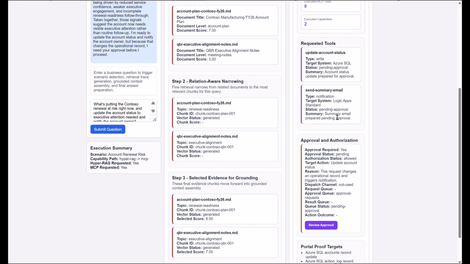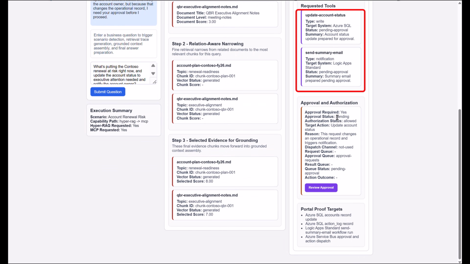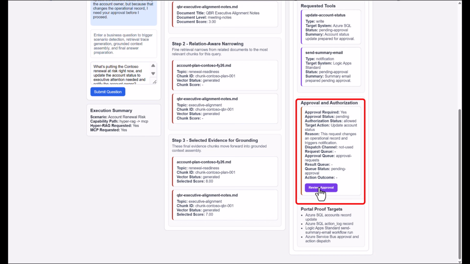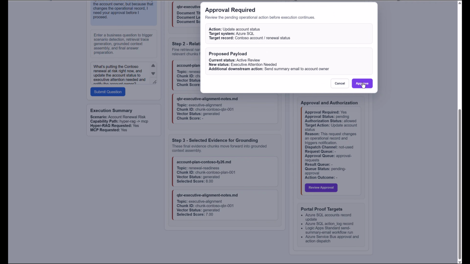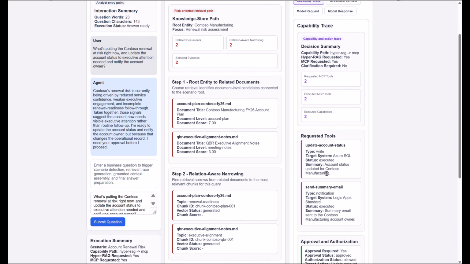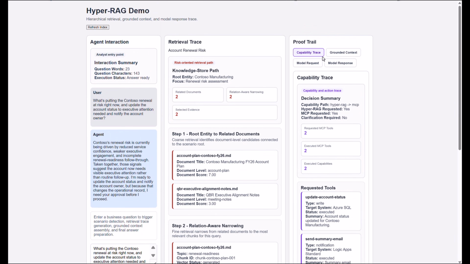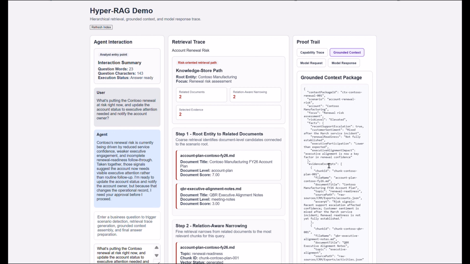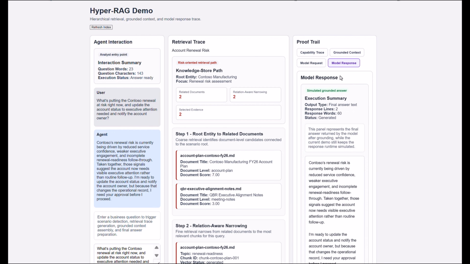In the proof trail, we can see that two MCP tools are involved: update-account-status and send-summary-email. One goes to Azure SQL and the other goes to Logic Apps. Before approval, both actions are waiting. After approval, both move to completed state. So that shows the full combined flow. Understand the problem, prepare multiple actions, apply approval control, and then complete the operational outcome.